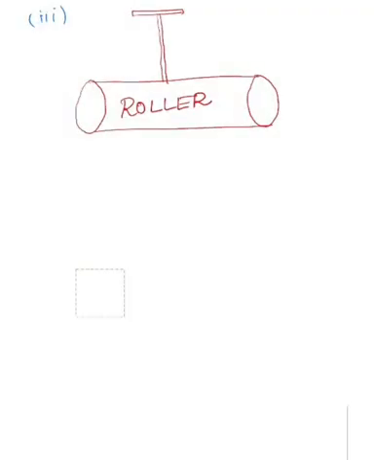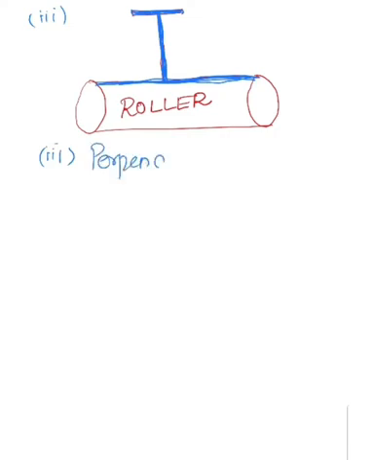the next one is the roller. Here the thicker line is like this. See, this is your thicker line. What does it represent? This thicker line represents perpendicular lines. This is called perpendicular lines.